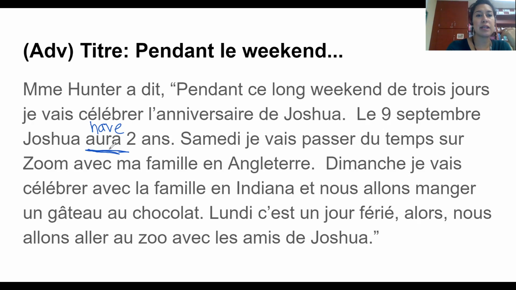And then secondly, you might have noticed, well, I've never seen this conjugation before. I don't think any of you have really, maybe in reading, but you've never used it or been taught it. This is a future tense, because the 9th of September is in the future. So this actually is will have. So Joshua will have 2 years. He will be 2 years old. Cool, so that's one little point.